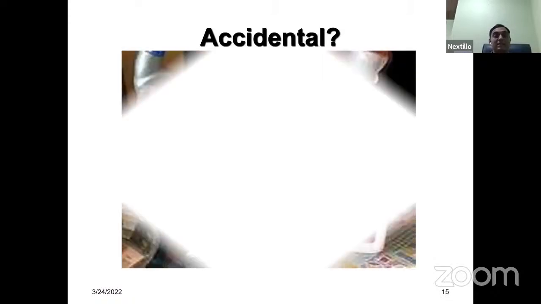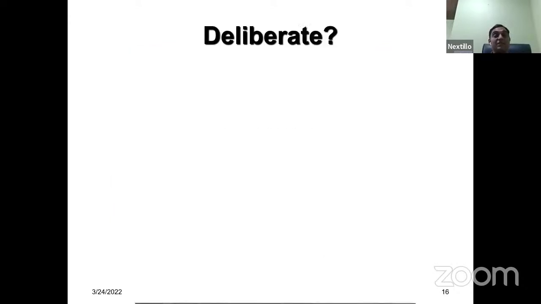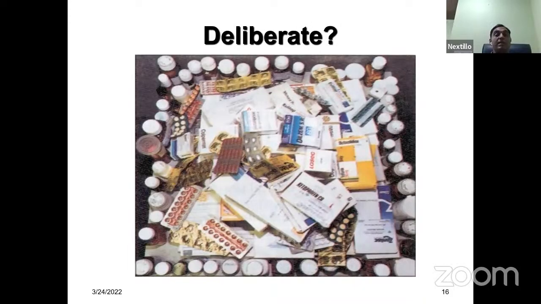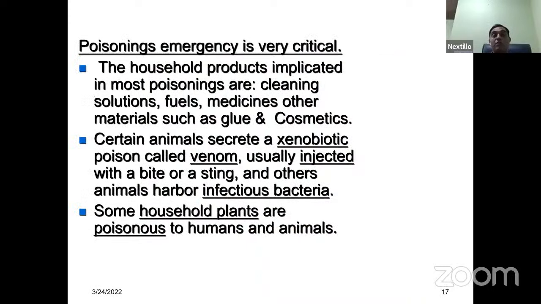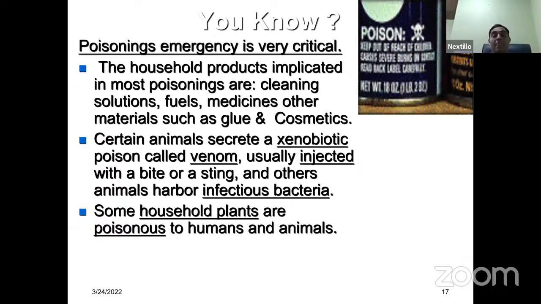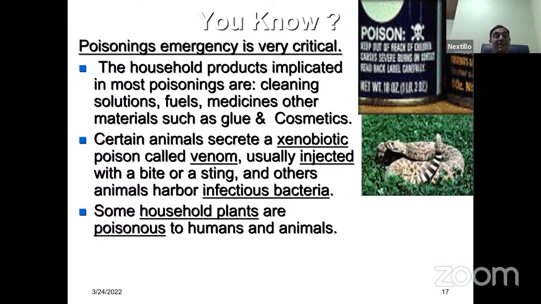So accidental poisoning, yes, sometimes the children, the pediatric population who are playing, accidentally ingest something. Deliberate cases involve many drugs and chemicals they may have taken. Poisoning emergencies are very critical. The household products implicated in most poisonings are cleaning solutions, fuels, medicines, and other materials such as glue and cosmetics. Certain animals also secrete xenobiotic poisons called venom, usually injected with a bite or sting, and other animals harbor infectious bacteria. Some household plants are also poisonous to humans.